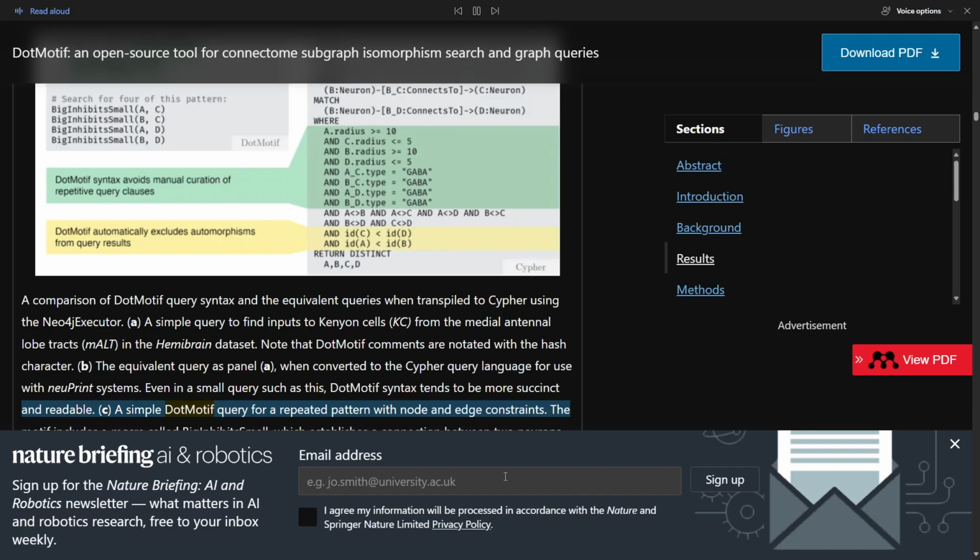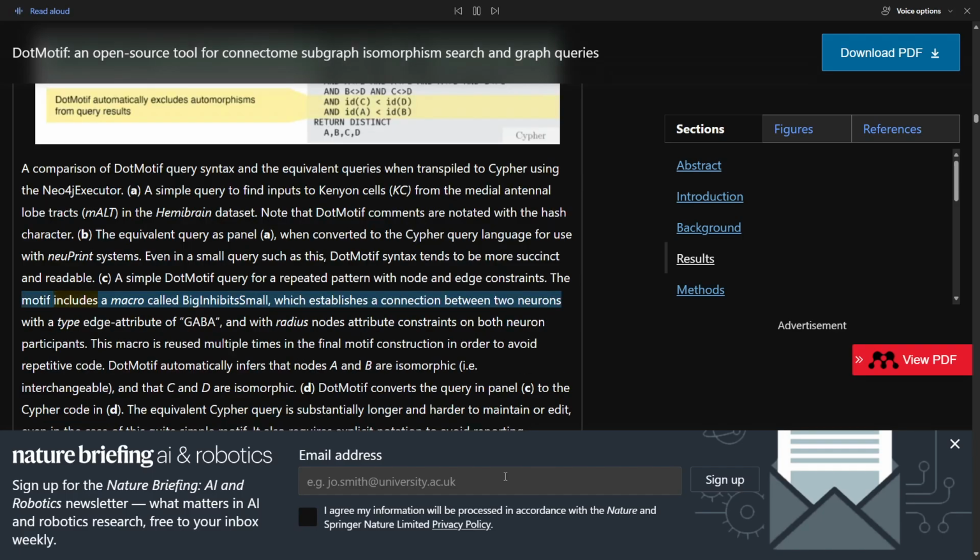C. A simple DotMotif query for a repeated pattern with node and edge constraints. The motif includes a macro called big_inhibit_small, which establishes a connection between two neurons with a type edge attribute of GABA and with radius node attribute constraints on both neuron participants. This macro is reused multiple times in the final motif construction in order to avoid repetitive code. DotMotif automatically infers that nodes A and B are isomorphic, i.e. interchangeable, and that C and D are isomorphic.